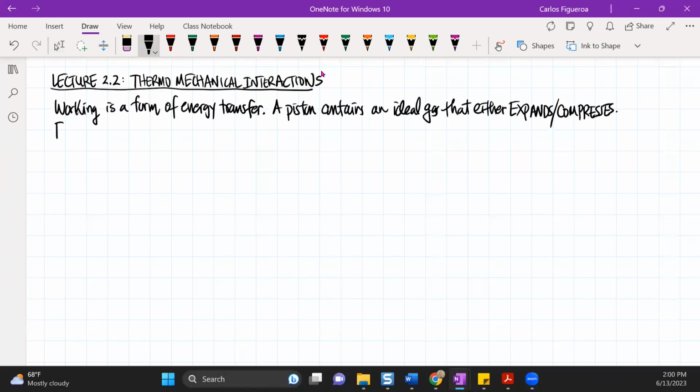From the first law, we know that work and energy are the catalysts for change in internal energy. But what we're going to do here is not talk at all about heating. Our whole goal is to focus only on working.